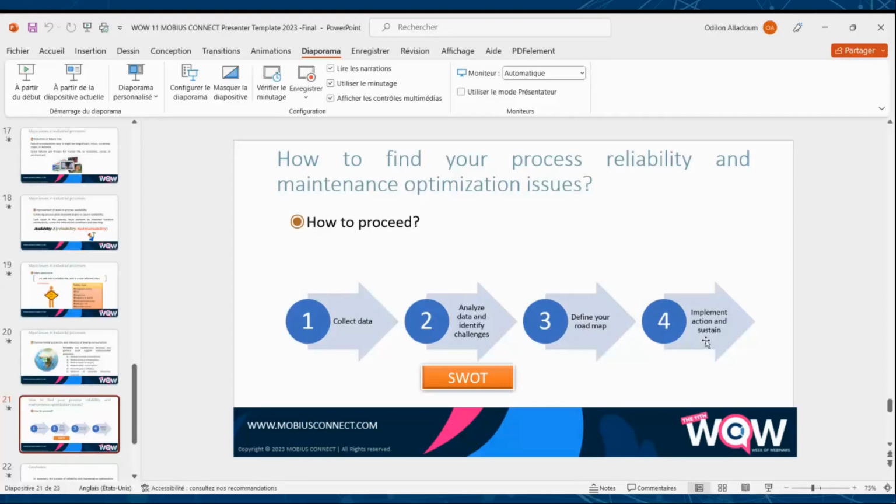So, analysis can be done through company SWOT analysis or process SWOT analysis. SWOT is a widely used methodology for strategic analysis. The acronym SWOT means strengths, weaknesses, opportunities, and threats.